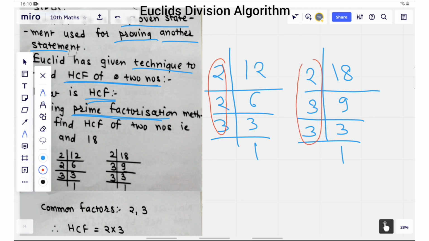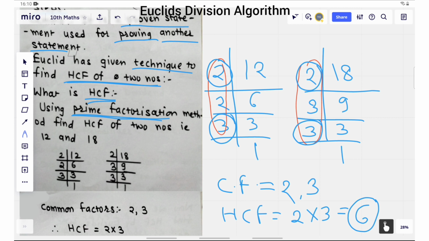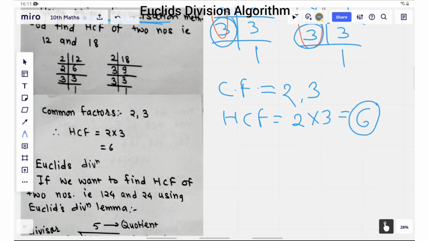To find the HCF, what we do here, we have to take the common factors between their prime factors. So what are the common factors of 12 and 18? Here there is 2 and here also it is 2. So 2 will be the first common factor and the second common factor is 3. So to find HCF of 12 and 18, we have to multiply these two common factors. So 2 threes are 6 will be the HCF of 12 and 18. So we have found out the HCF of 12 and 18 using prime factorization method.